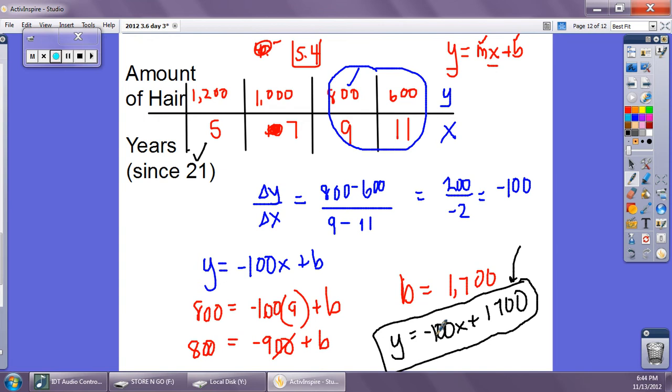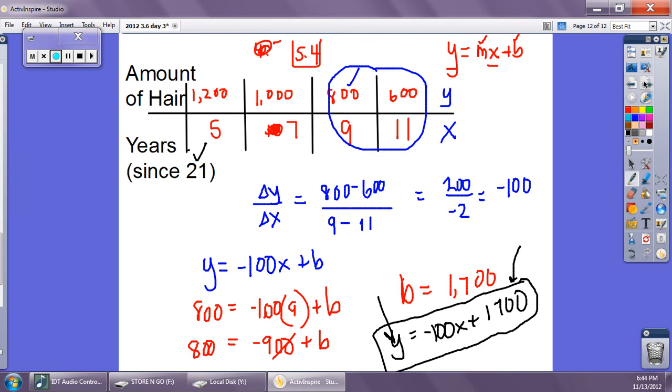So now you can use this equation to solve anything. I could figure out how much hair I'm going to have in 20 years after 21. I could find out if I gave you the amount of hair. You could plug it in for y and figure out how many years have passed. So that's how you make an equation.